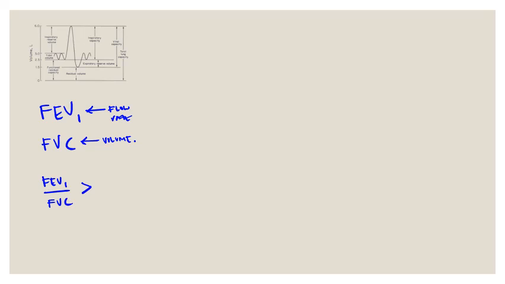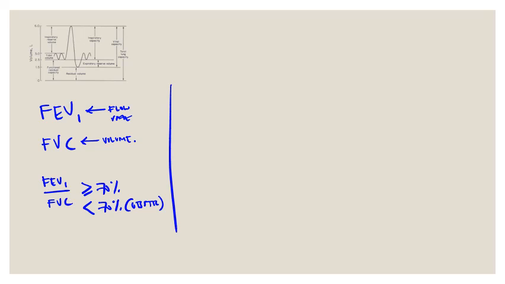restrictive lung diseases. In the last few slides, we reviewed the forced expiratory volume in 1 second as well as the forced vital capacity. The forced expiratory volume in 1 second is a flow rate, and the forced vital capacity is just that, it's a volume. We also discussed the ratio of FEV1 over FVC. If this ratio is greater than or equal to 70%, you're considered normal. If it's less than 70%, this is a diagnosis of obstruction.